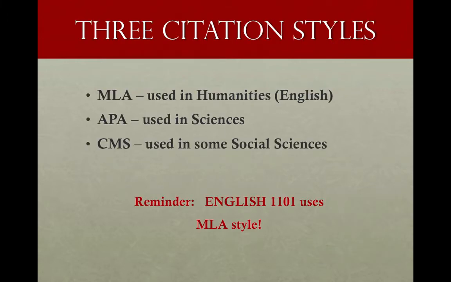There are three main citation styles. The first is MLA, which is used in humanities. As you are English 1101 students, this is the citation style that you will most likely be using, unless otherwise indicated by your professor. The next is APA, which is used in the sciences, which in college is pretty much any class that doesn't use MLA.